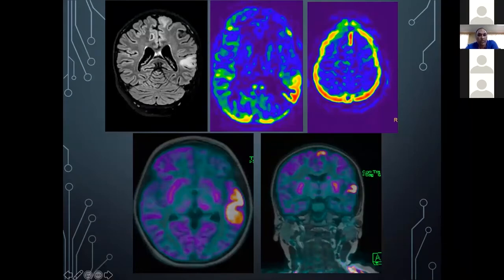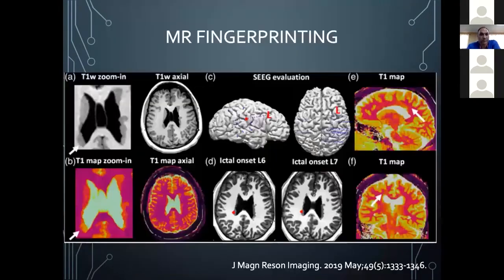This is a case of Rasmussen's encephalitis where you can see that multiple areas of signal abnormalities are there in the left side hemisphere, and on the corresponding ASL images, you can see there's an increase of perfusion actually. And actually FDG PET is also showing increased metabolism in those locations. So these are the imaging correlates of ongoing seizure activity or ongoing interictal spiking in these particular subjects.